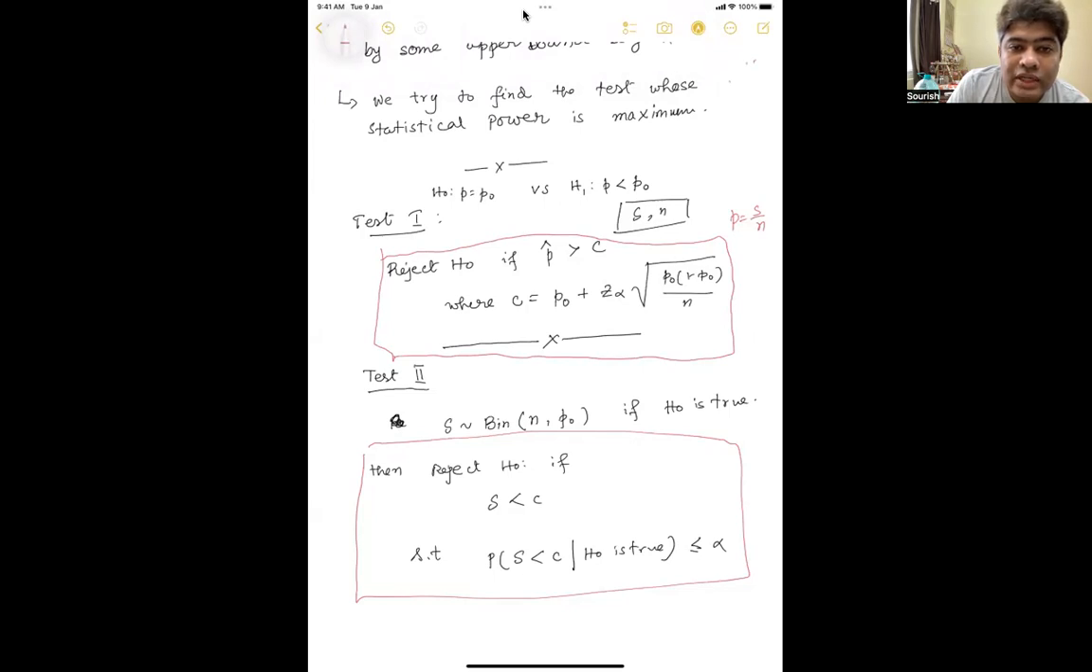Mahid Jain says the first test is based on a parameter and the second test on a random variable. Completely wrong. You cannot develop a test based on a parameter.